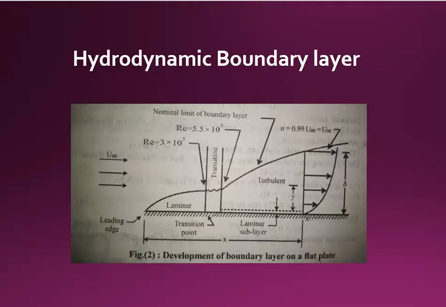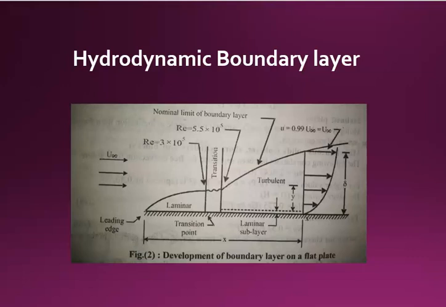Thus, there exists a region where the flow velocity changes from that of the solid boundary to that of the mainstream fluid, and in this region a velocity gradient exists in the fluid. Consequently, the flow is rotational and shear stresses are present. This thin layer of changing velocity has been called the hydrodynamic boundary layer.